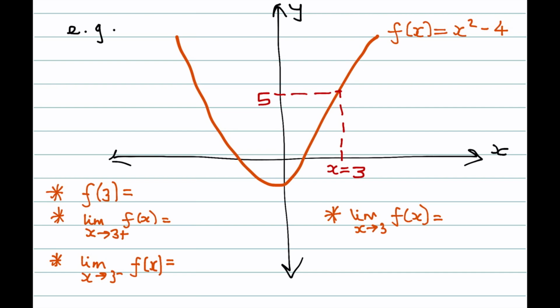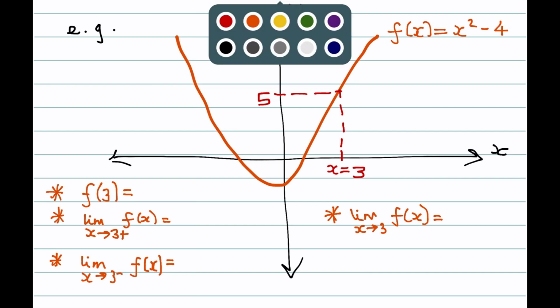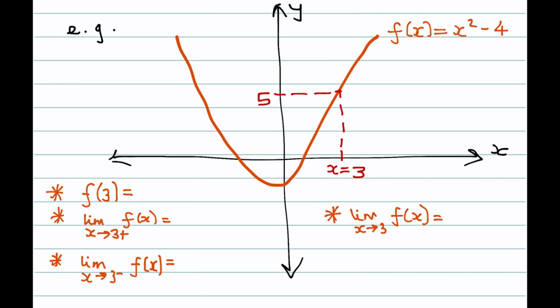Now if we look at a proper example, we can see that if we have f of x equals x squared minus 4, and say we want to find if this function is continuous at x equals 3. So the first thing to do is to look at the function value at x equals 3. And this will be equal to 3 squared, which is 9, minus 4, which will be equal to 5, as shown on the graph.